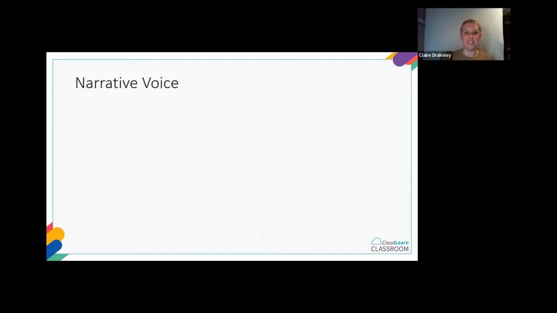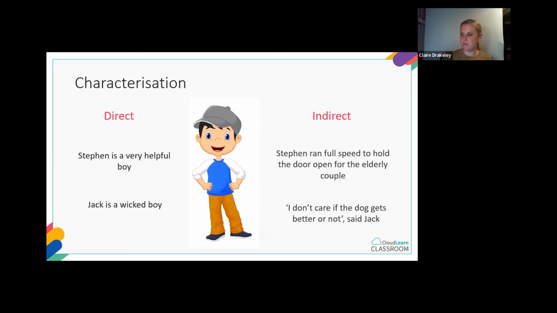So, narrative voice. Was that Stephen? That was Jack. Jack doesn't care about the dog. Look, he's horrible. No, I meant the picture. Oh, yeah, that's Stephen. Look at him. He's lovely. He's ready to help. Look at him. Ready to help the elderly. I was just seeing, not Jack. Jack's a horrible boy. I wouldn't get a picture of Jack.